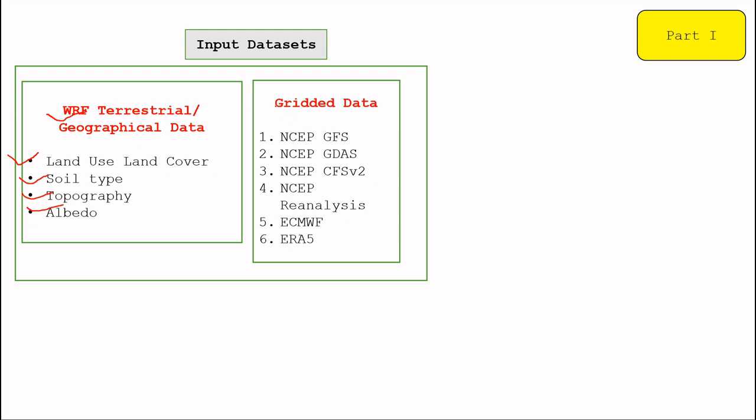Second is the gridded data, which comes from the global weather model or from reanalysis daily at 00, 06, 12 and 18 UTC. Here are some examples who provide the gridded data: NCEP GFS, NCEP GDAS, NCEP CFSv2, NCEP reanalysis, ECMWF and ERA5.